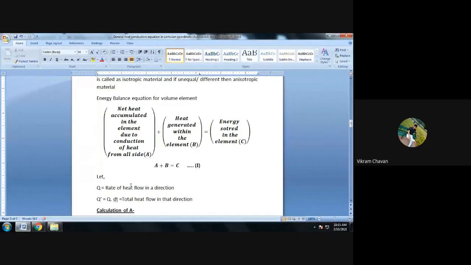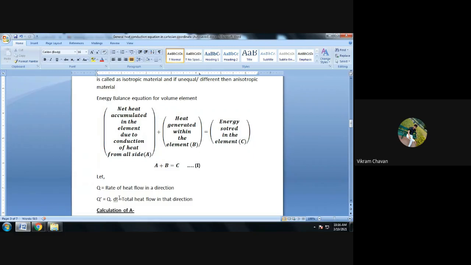Its unit will be watt, which gives you heat flow per second. Now, if you want to determine the heat flow for 10 seconds or 1 minute, you have to multiply by 60 seconds. So the total heat flow for a particular time period will be Q multiplied by dt. dt is the time period for which we are going to determine this energy balance equation.